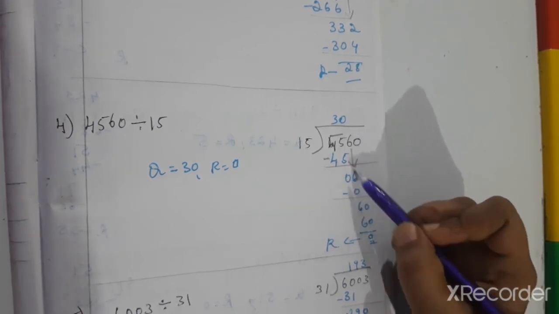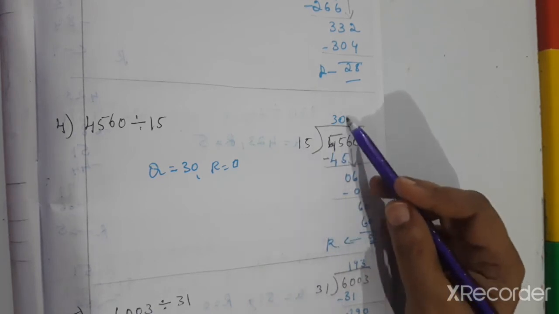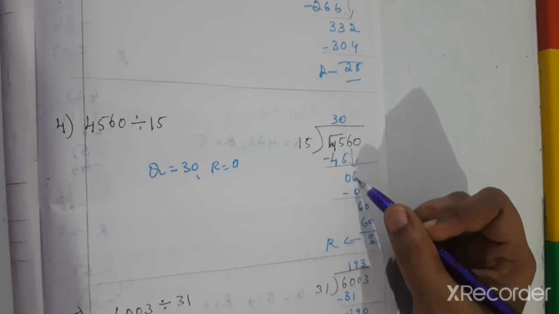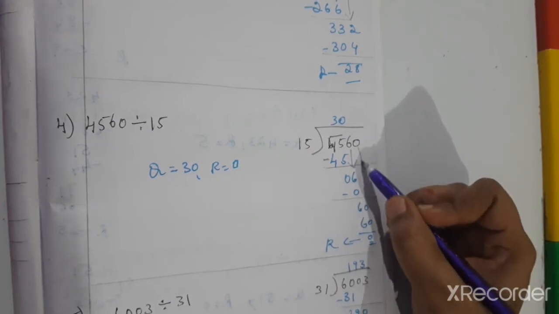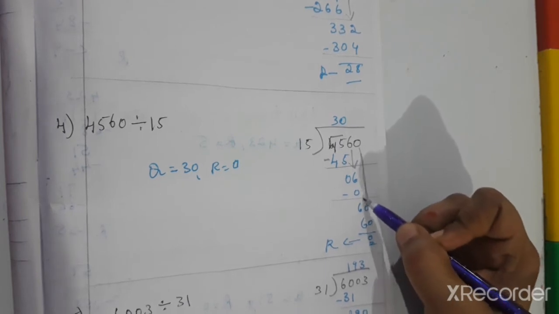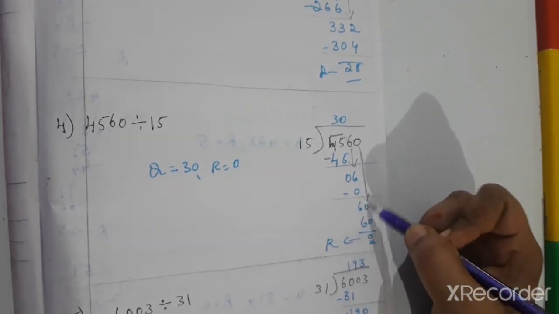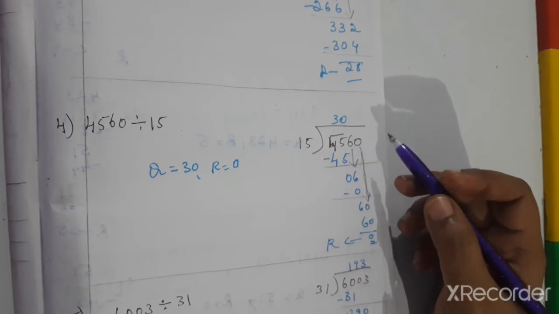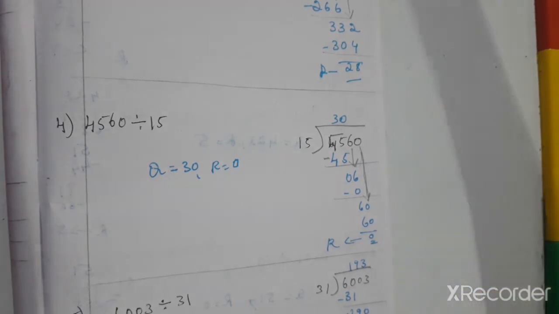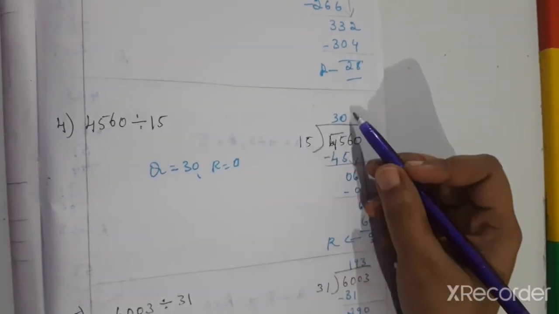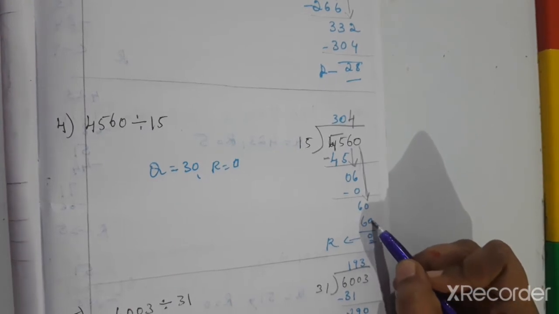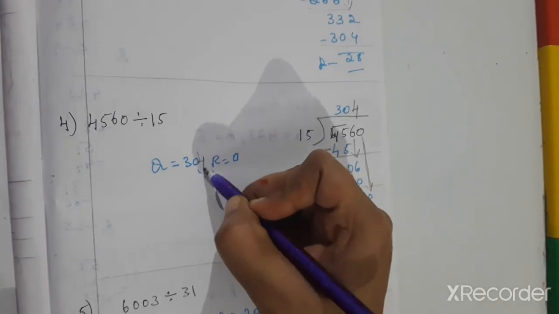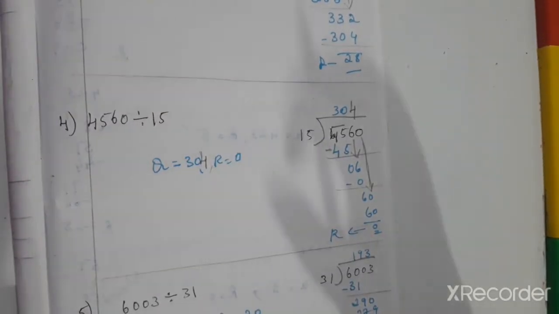So 6. Now 6 is less than 15, so we can consider 15 zeros are 0. 15 ones are 15, which is greater than this. 15 zeros are 0. Now 6 minus 0 is 6 only. Now bring this 0 down. Each step one number we have to carry down. Now 60. 15 fours are 60. So 60 minus 60 is 0. So the answer here is 304 and remainder is 0.